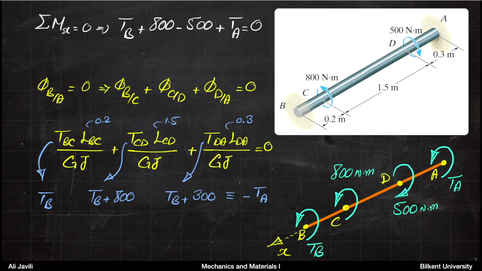Now for part BC, the formula would be TBC, that is the internal torque from B to C. Remember, the torques in this formula are internal torques. So this would be the internal torque from B to C times the length of BC. Now if you cut the member somewhere here, you can imagine that the internal torque between B and C would be exactly the same as TB.